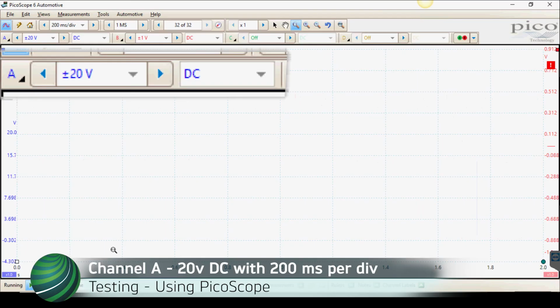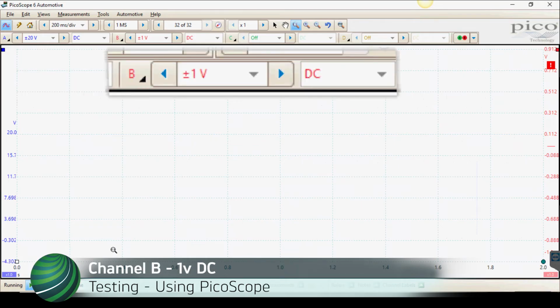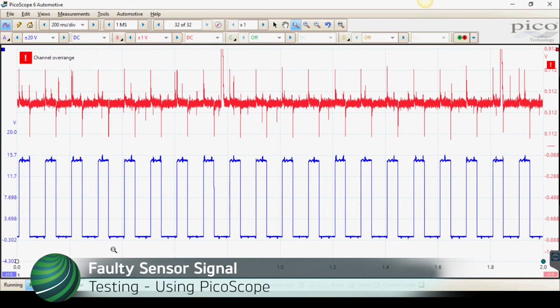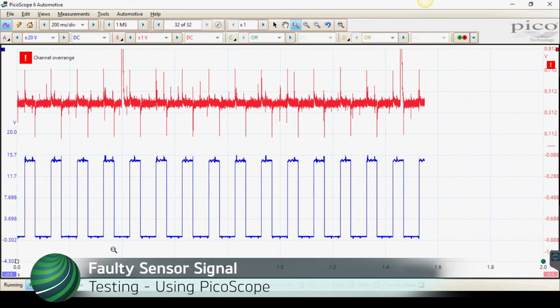Set channel A to 20 volt DC with 200 milliseconds per division. Set channel B to 1 volt DC. Start and idle the vehicle. The pattern shows a good duty cycle control signal coming from the DME.